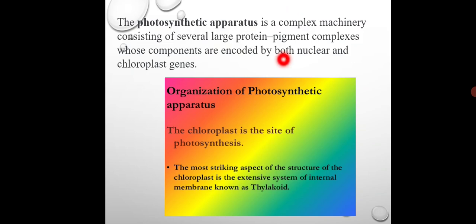So this photosynthetic apparatus is a complex machinery consisting of large protein pigment complexes encoded by both nuclear and chloroplast genes. So these are the protein complexes, means these are the reaction centers in which the photosynthesis process is carried out by using pigments. That is simply the definition of photosynthetic apparatus.